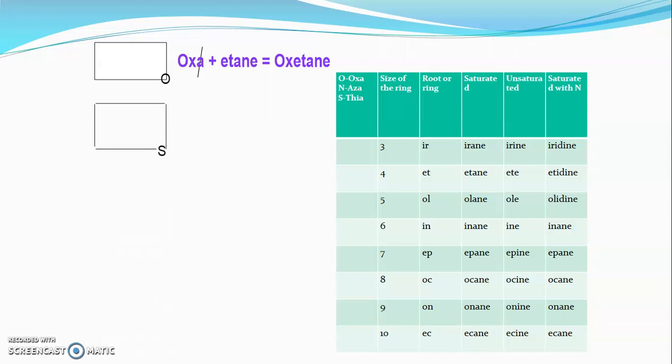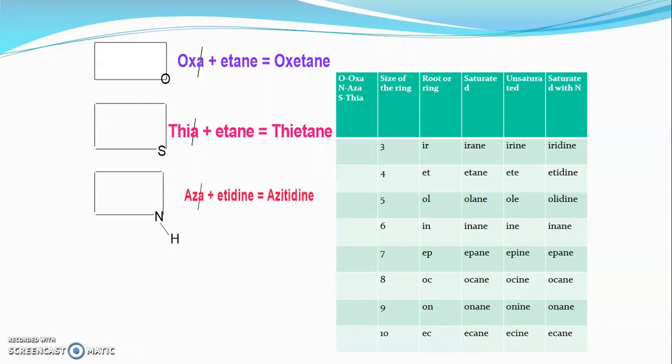Next is a 4-membered ring with sulfur. Here it is the same: thia plus etane, it's thietane. Now this one is the nitrogen containing 4-membered saturated ring. So it is aza plus etidine, so azetidine. This one is a 5-membered oxygen containing saturated ring. So oxa plus olane, that is oxolane.